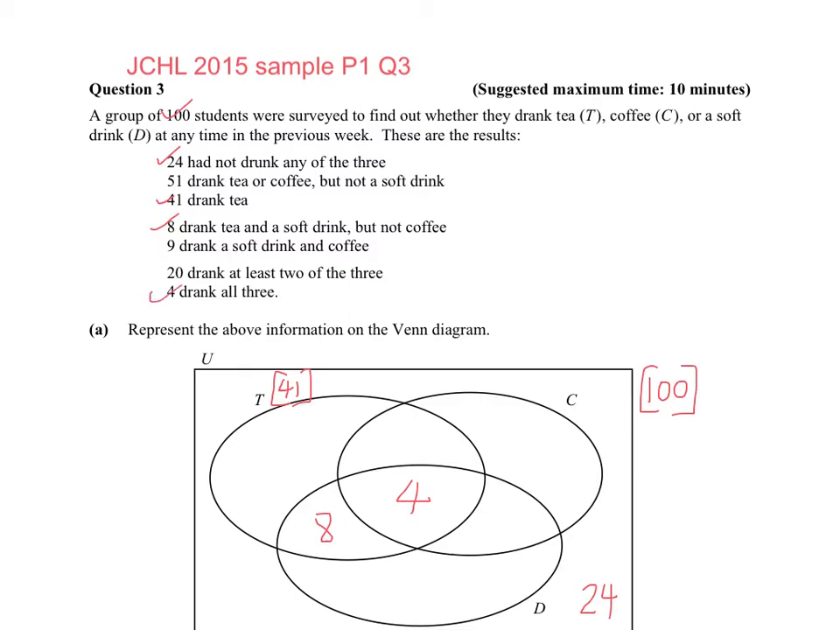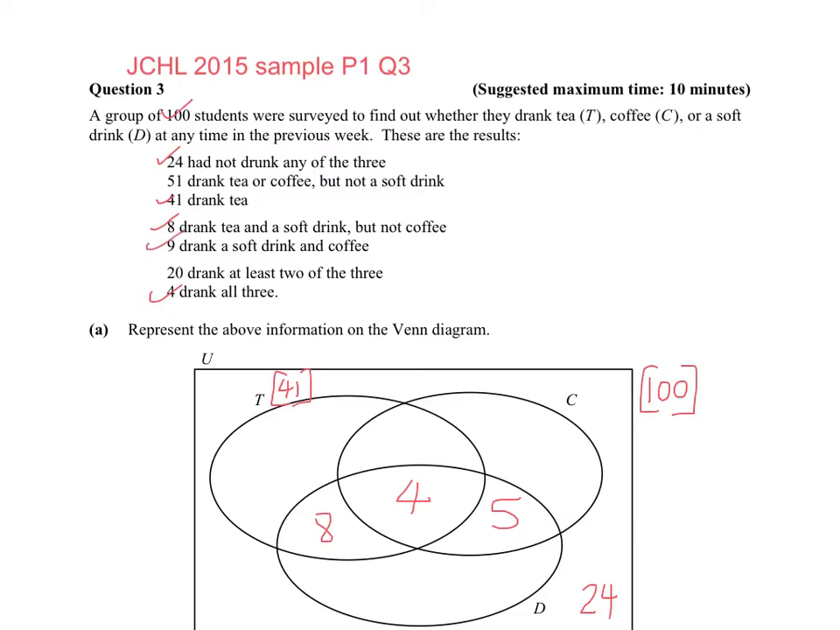So if we go back to, for example, the section where 9 drank a soft drink and coffee, it was this section here, so that's the intersection of soft drink and coffee. It's 9, so if the whole of it is 9 and the middle section of all 3 is 4, this obviously has to be 5, because 4 and 5 add up to make 9.